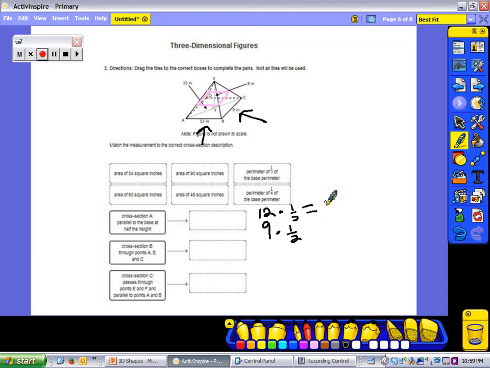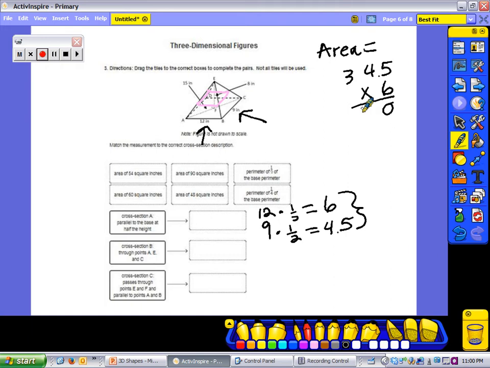So 12 times 1/2 would give me 6, and 9 times 1/2 would give me 4.5. So my new area would be 6 times 4.5. That would be my area. So I'm going to do some work up here. So area would be 4.5 times 6, 30, 27. Okay, so 27, and that would be inches squared, which that's not an option.